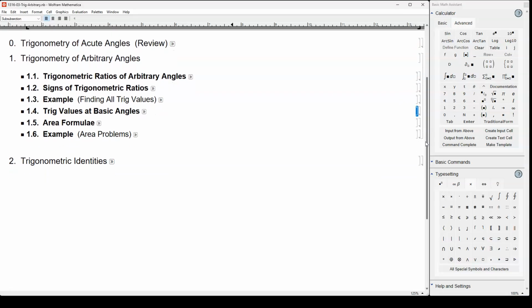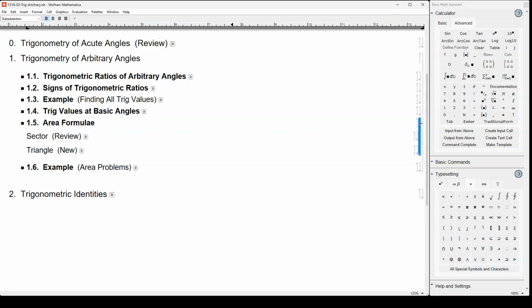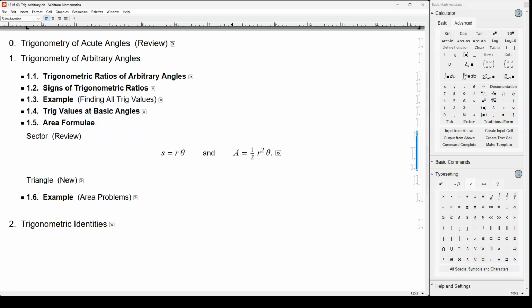A little bit more problems here. How about some area problems? Remember the area formula for the sector? Well, the formula for the arc, S is r theta. That's because theta was defined that way, S over r. As for the area, how do we get that?